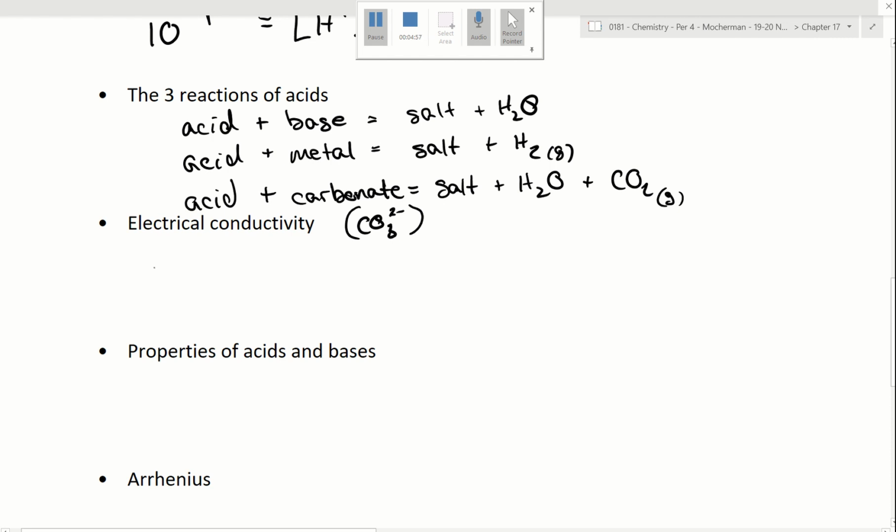Electrical conductivity: both acids and bases contain ions.